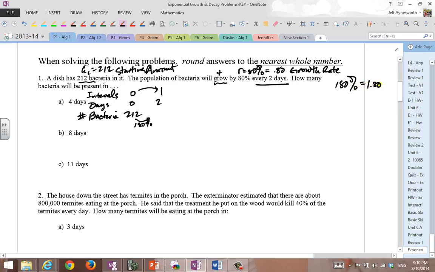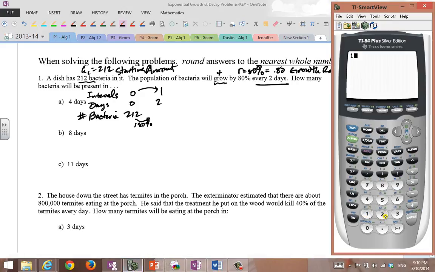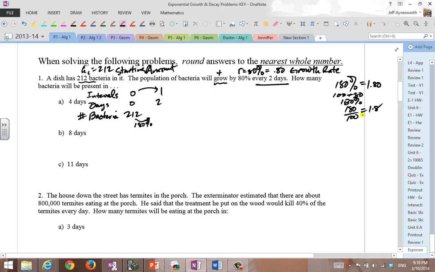and you have to remember that 180% as a decimal is 1.80. 100 plus 80 equals 180%. That's where I got the number 180 here. Take 180 divided by 100 and you get 1.8. You can verify that on a calculator if you want. All you have to do is go 180 divided by 100 and you get 1.8. Just shift it 2 places to the left. It's a lot easier.